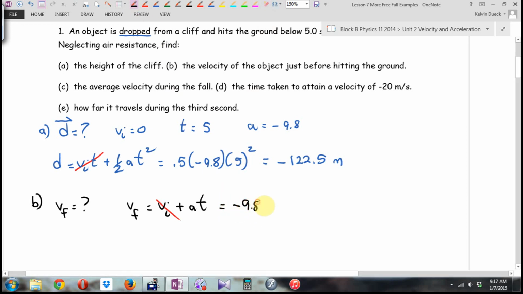Negative 9.8. If I'm doing the math in my head, I just use negative 10. Time is 5. So if you time something when you drop it, times that by 10, that's how fast it hits the ground, roughly.